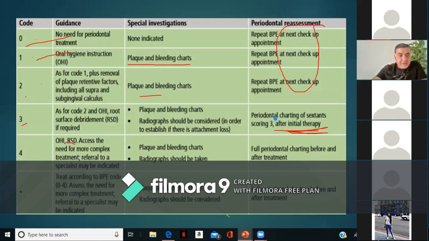I will talk about root surface debridement later. Okay, score 4 here: full periodontal charting before and after. X-ray, you can give horizontal bite wings, you can give vertical bite wings, periapical, but again, the gold standard is periapical.